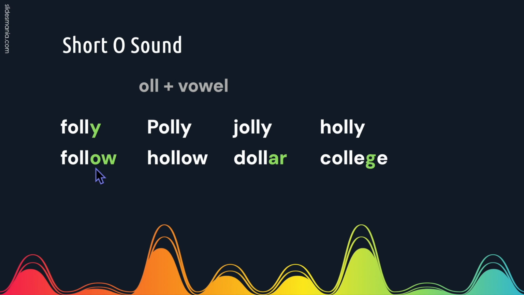OW says O in this word. Follow, hollow. AR says R, dollar. Most of the time, our mouth gets a little lazy, and instead of saying the R sound clearly, it becomes muffled and sounds more like dollar. This G is followed by an E and is going to have its soft sound of J, college.